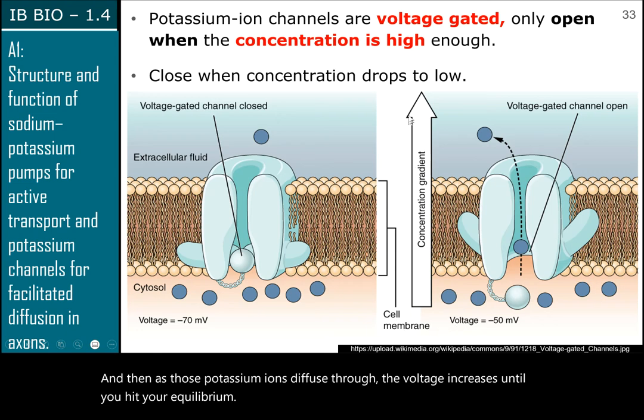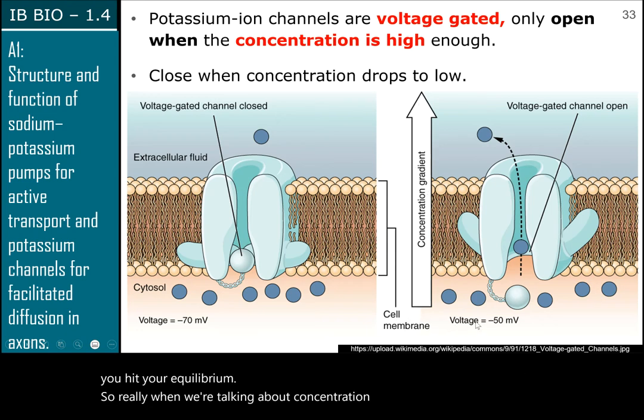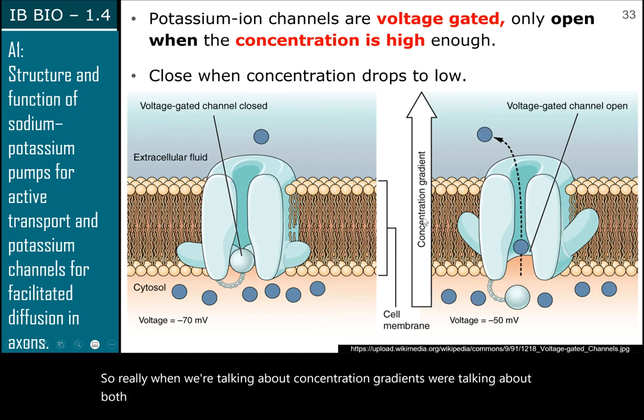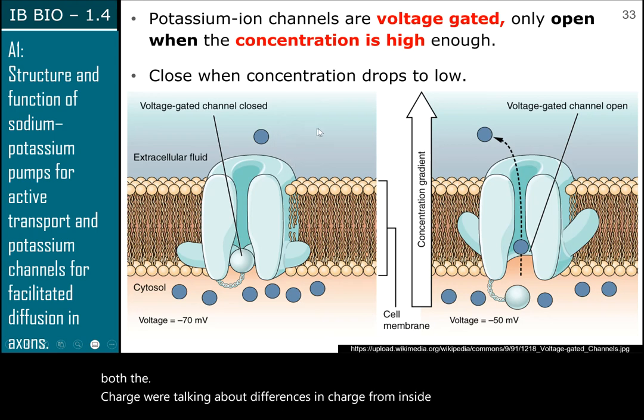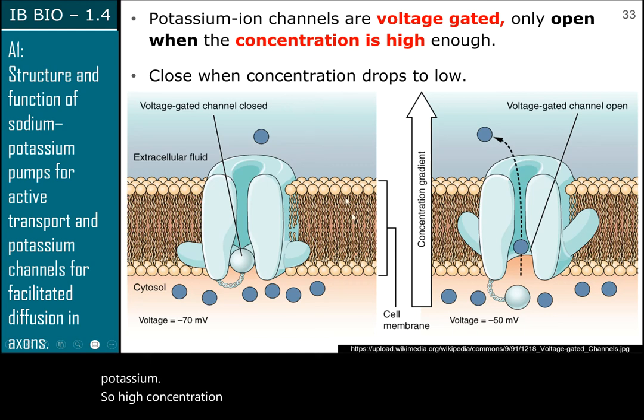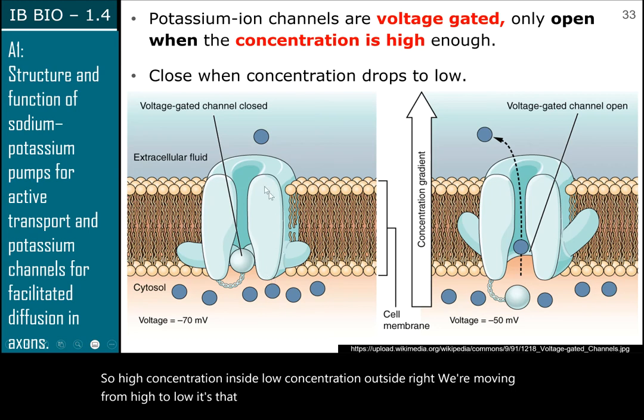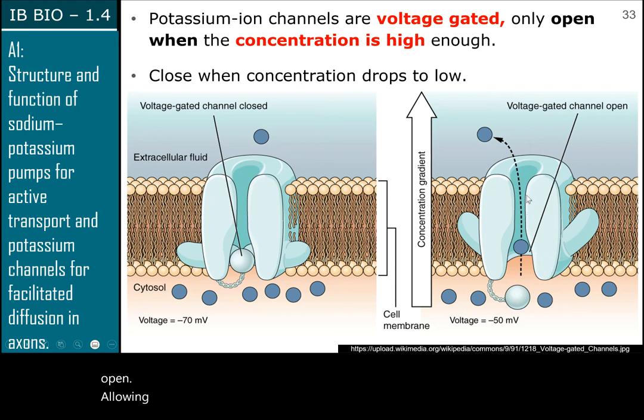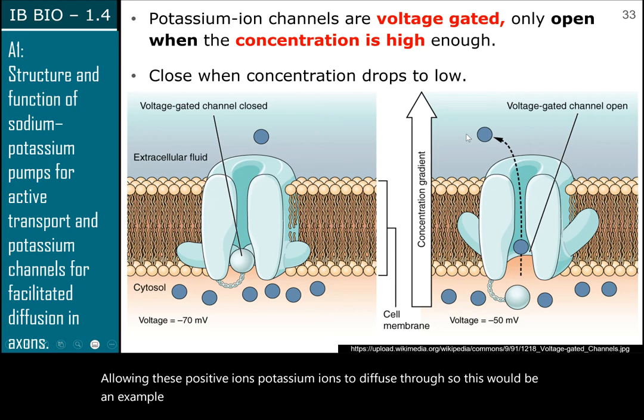So really, when we're talking about concentration gradients, we're talking about both the charge, we're talking about differences in charge from inside to outside, and that charge is controlled by the presence of positive ions, in this case, potassium. So high concentration inside, low concentration outside, right? We're moving from high to low. It's that high concentration inside that causes this channel to open, allowing these positive ions, potassium ions, to diffuse through. So this would be an example of facilitated diffusion.